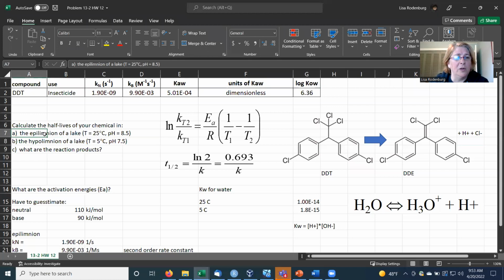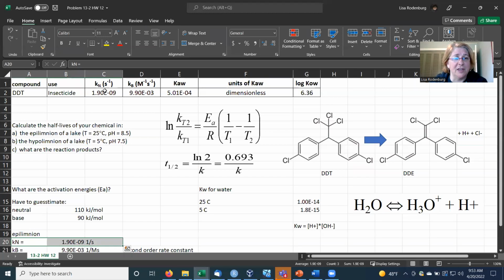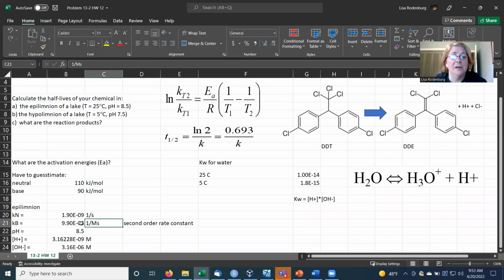What is the half-life of your chemical in the epilimnion? This part is relatively easy because the temperature is 25 degrees C. So in the epilimnion, the neutral rate constant is just given right here, 1.9 times 10 to the minus 9 per second. The base rate constant was also given to you, 9.9 times 10 to the minus 3. Note the units, per molar per second, because this is a base catalyzed rate. So to get this into first order units, a pseudo first order process, you need to multiply by the molar concentration of, in this case, hydroxide, because it's a base catalyzed reaction. The base hydroxide is what's catalyzing that reaction.